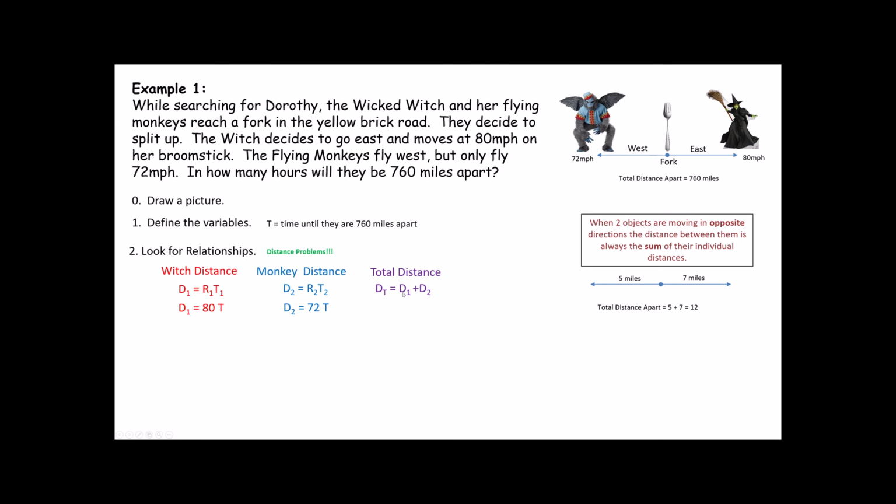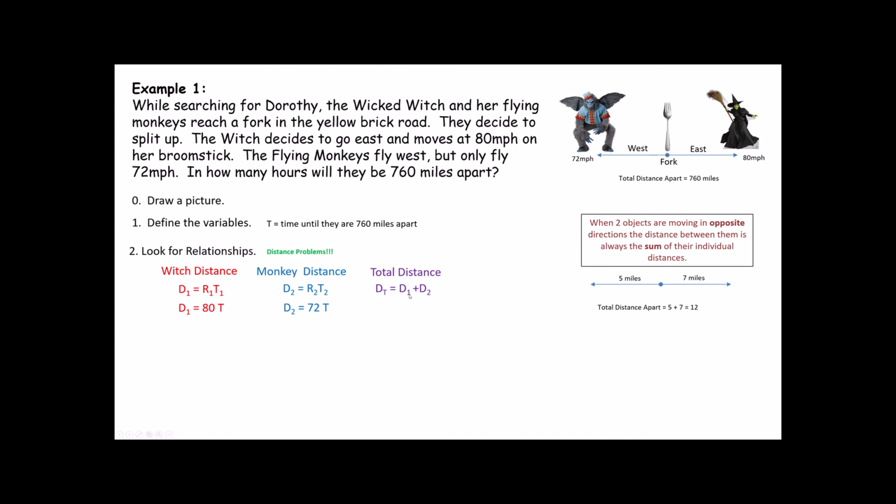We don't know the distance the witch traveled, but we do have an expression that represents that. We don't know the distance the flying monkeys traveled, but we do have an expression that represents that. Notice you have 1, 2, 3 equations in this system. We can either solve this by substitution or by linear combination, which is also referred to as the addition method or the elimination method. I'm going to use substitution, so I'm going to take this d1 equals 80t, and I'm going to put it in here.